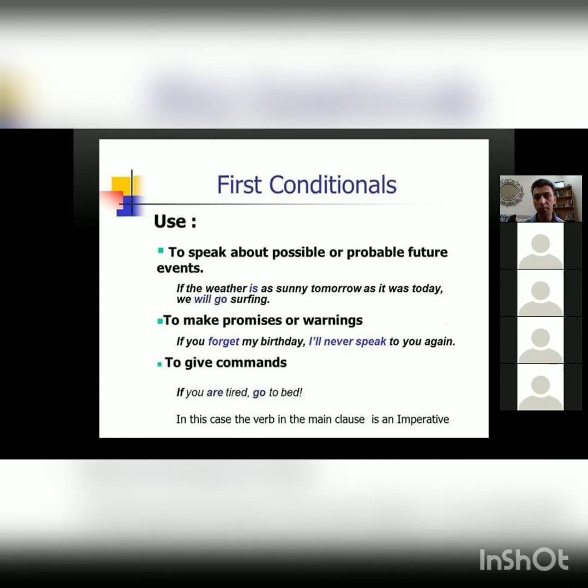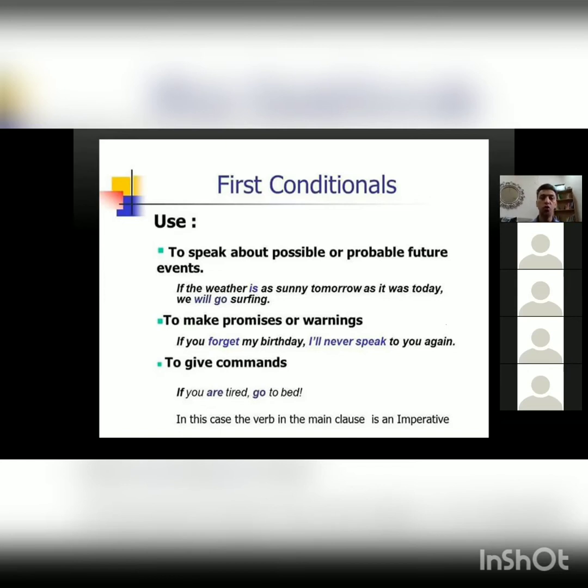You know that, for example, today was sunny, so you say, if the weather is as sunny tomorrow as it was today, we will go surfing. So there is a probability, but it is not 100% sure. We cannot say that like the previous one. If the weather is okay, we always go surfing. It is different from that. This is for a particular situation. It's not general. That is the first usage, the first point.